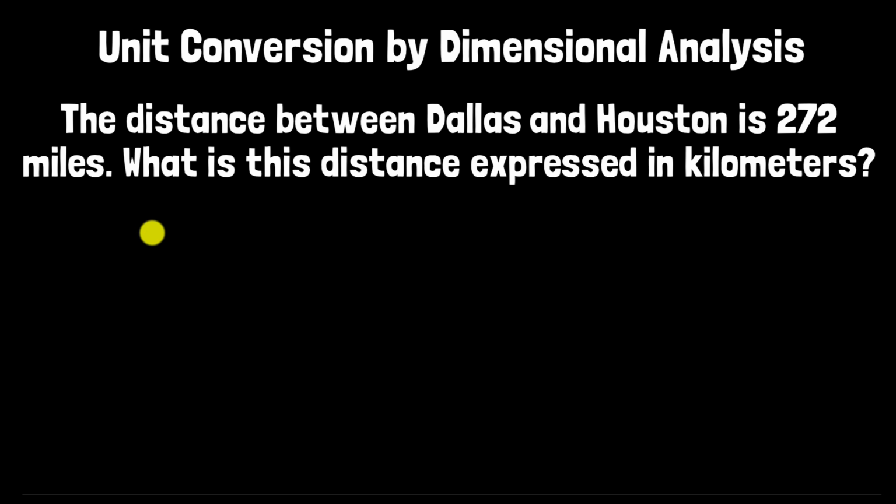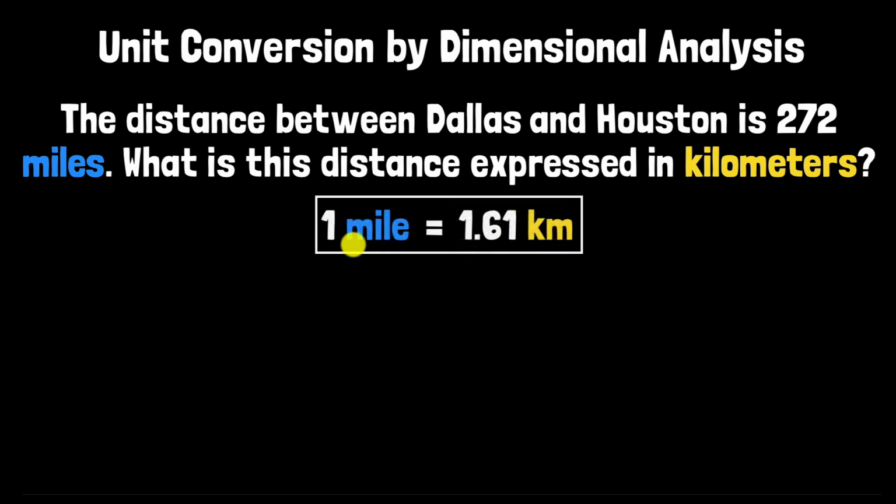Okay, one last. The distance between Dallas and Houston is 272 miles. What is this distance expressed in kilometers? Okay, again, what's given to us? Well, we are given 272 miles and we need to convert that into kilometers. So we need, again, an equality between kilometers and miles. And that equality is 1 mile is 1.61 kilometers. So we're going to use this to create a conversion factor now, okay?